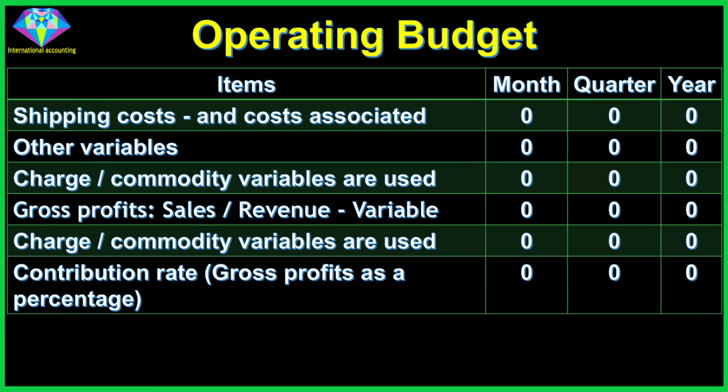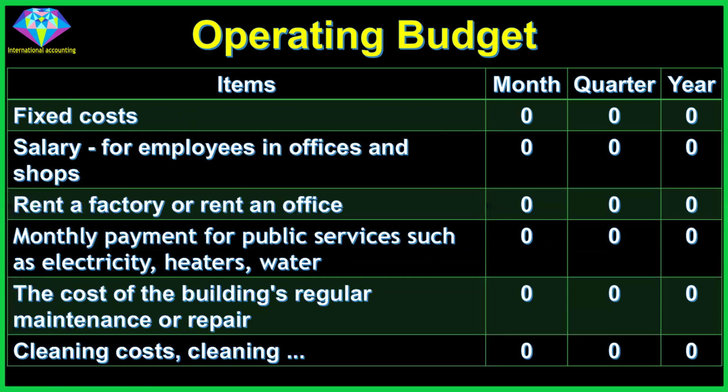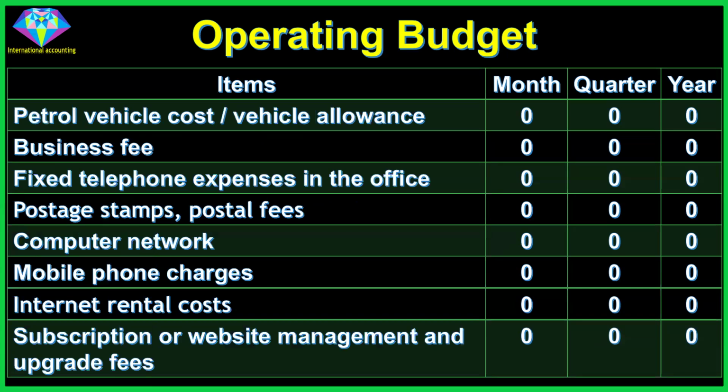Gross profits, sales revenue minus variables. Contribution rate, gross profits as a percentage. Fixed costs including salary for employees in offices and shops. Rent a factory or rent an office. Monthly payment for public services such as electricity, heaters, water. The cost of the building's regular maintenance or repair. Cleaning costs. Petrol vehicle cost, vehicle allowance.